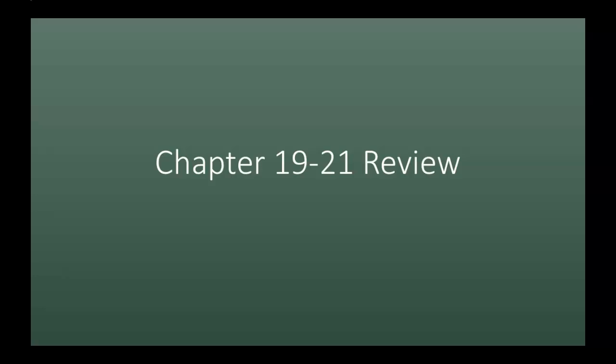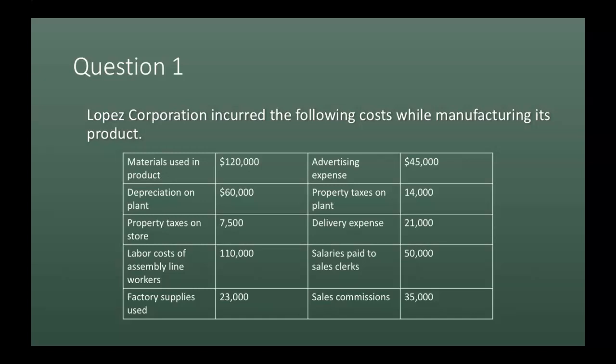Let's review chapters 19 to 21. So we have a few questions here in this review. Question number 1 says Lopez Corporation incurred the following costs while manufacturing its product. So there were materials used in the product, depreciation on the plant, right? So we have all of these costs that the company incurred while making their product.